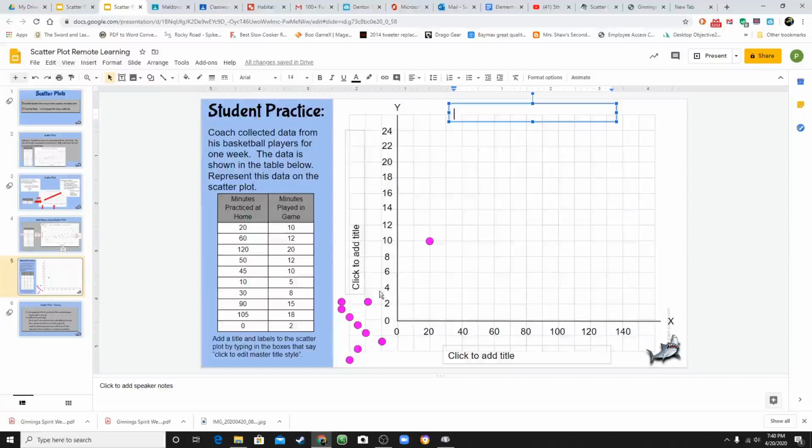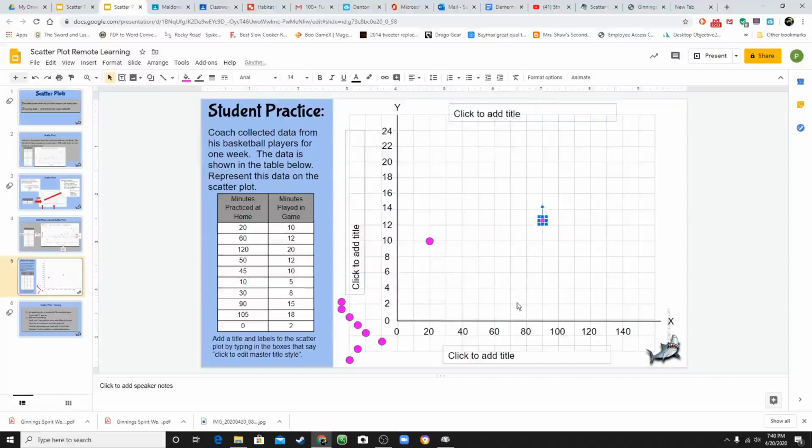And I put more dots here for you to use and move around. All you do is just grab it and you drop it where it goes. Okay? And then when you're done, you can just submit it, turn it into me, and I'll go on and check it out. But don't forget to add a title. Add a title. These are labels. And then add a title for the whole thing.